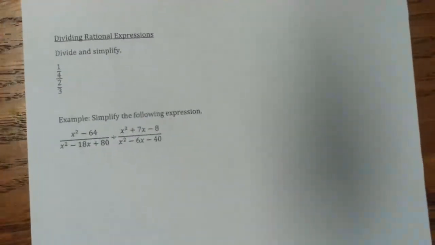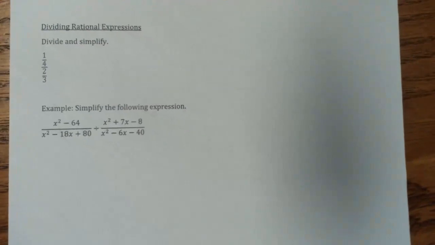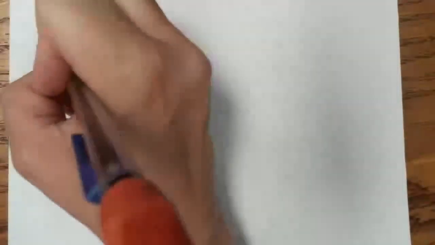So let's divide our rational expressions. Let's start off by dividing and simplifying regular fractions. That way we refresh our memory with dividing fractions. 1/4 divided by 2/3. It helps me to write this as one big fraction bar.